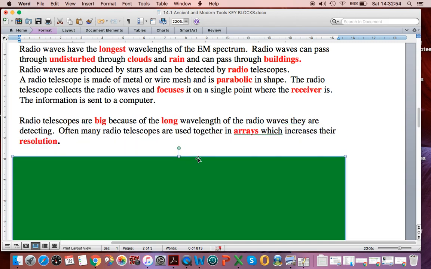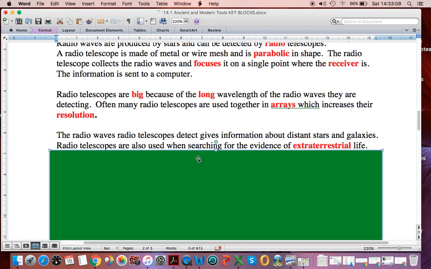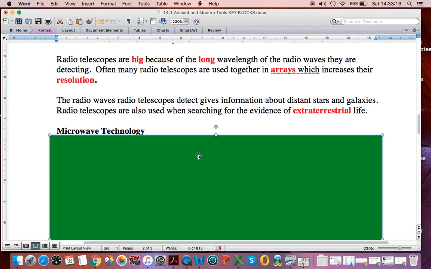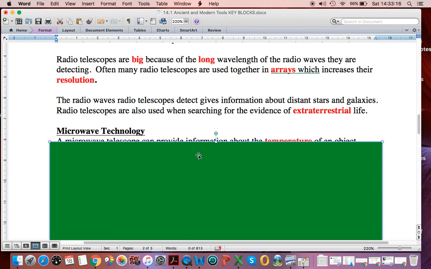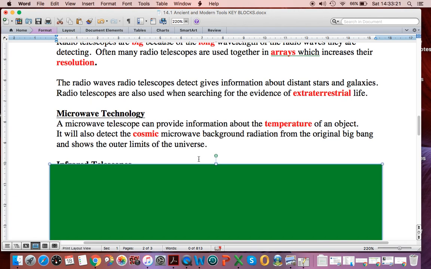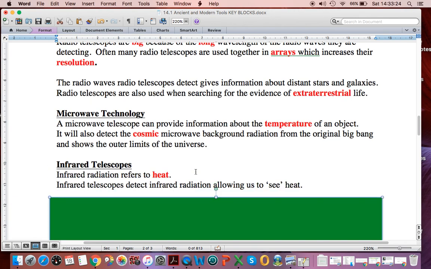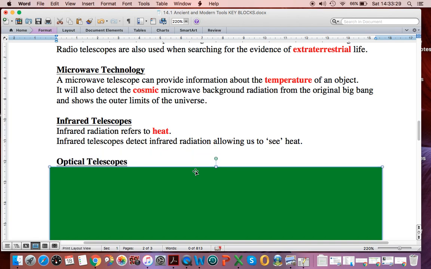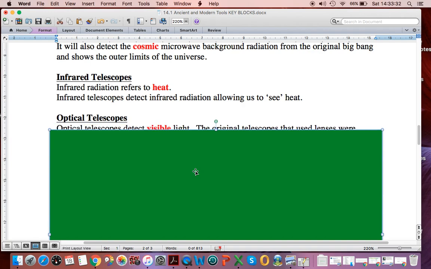And in fact, the radio telescopes have to be so big because of long wavelength, they're set up in arrays. And you should have seen some radio telescopes or arrays, either in videos you've seen or that you'll see this week. And it says one of the things they do is they try to detect evidence if there is extraterrestrial life out there. Microwave tells us about the temperature of objects. Infrared, not surprisingly, tells us about the heat. You might remember we have things called infrared goggles, night vision.